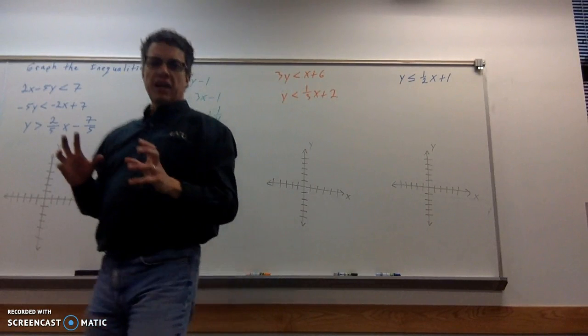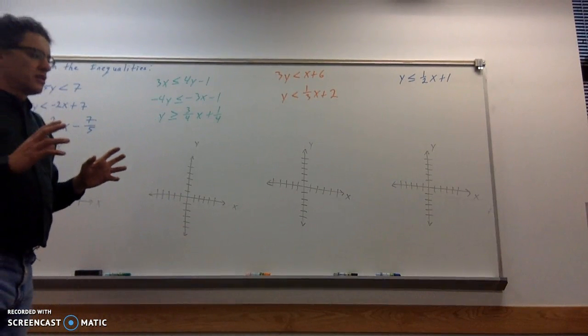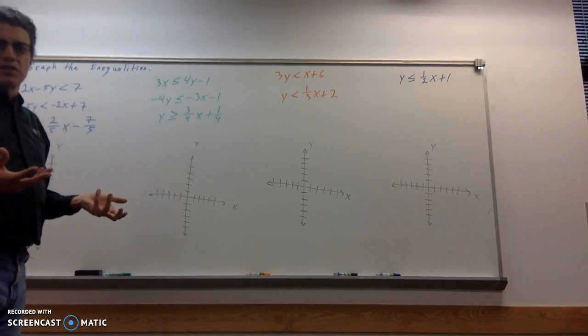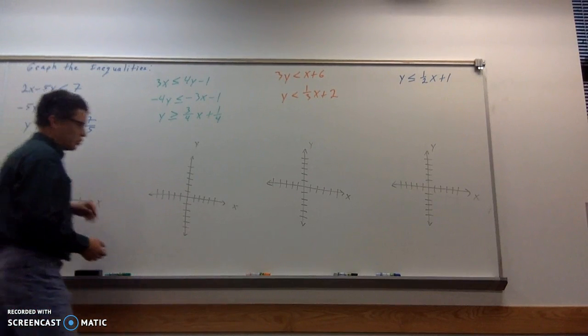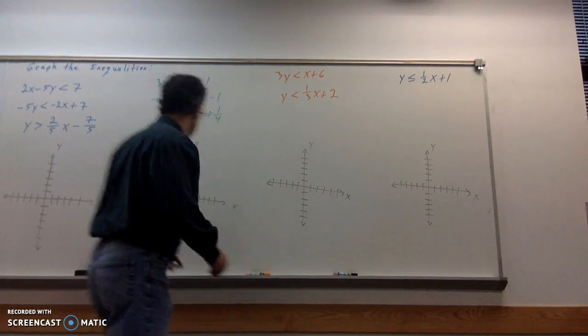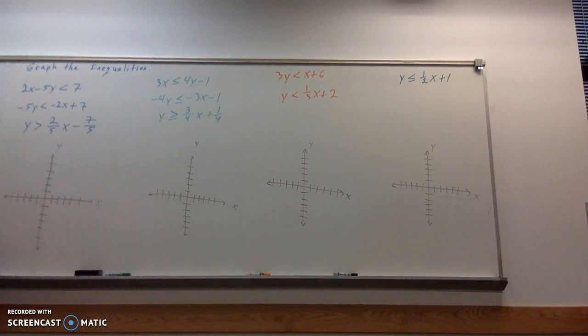What I really wanted to point out in this video is how to graph these things. So let's take a look at this first one. I'll graph it in blue. So I've got a y-intercept at negative 7/5. That's a negative 1 and 2/5, which is right about there on the y-axis. So from there, using the slope, I'm going to go up 2, to the right 5.